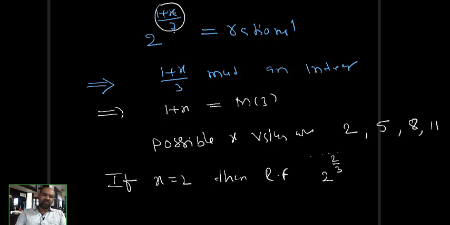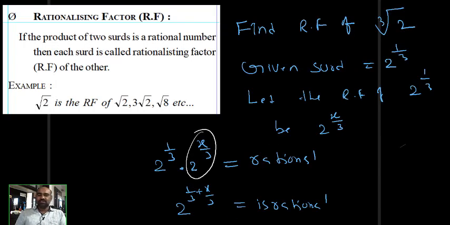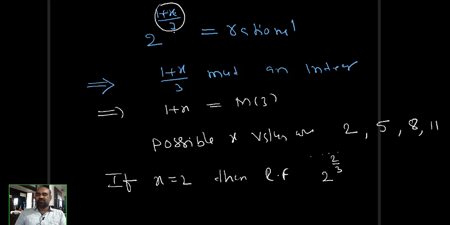Okay, if you have any confusion, I will show you. 2 power 1 by 3 times 2 power 2 by 3 is 2 power 1 plus 2 by 3, that is 2 power 1, that is a rational number only. Now I can say, for the number 2 power 1 by 3, 2 power 2 by 3 is one of the RFs. If x is taken as 5, then the RF becomes 2 power 5 by 3. If x is taken as 8, 2 power 8 by 3. Those all are RFs only.